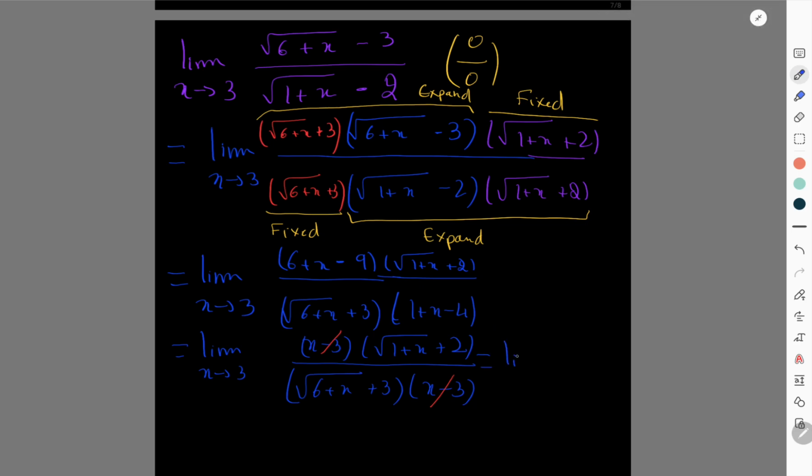And then this gave me a nice limit, which can be evaluated by simply plugging in x equals 3. So what do I get? I get root 4 plus 2 over root 9 plus 3. So it's 4 over 6, which is 2/3.